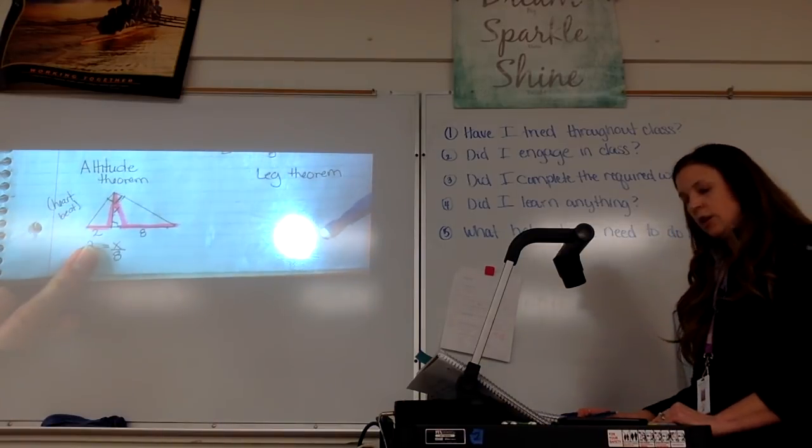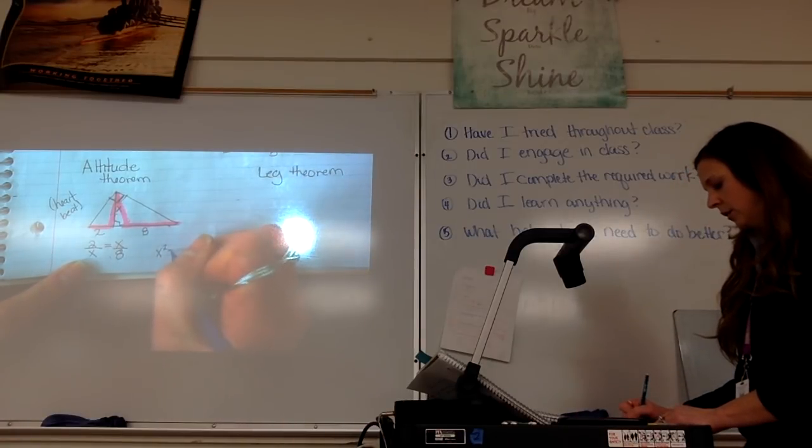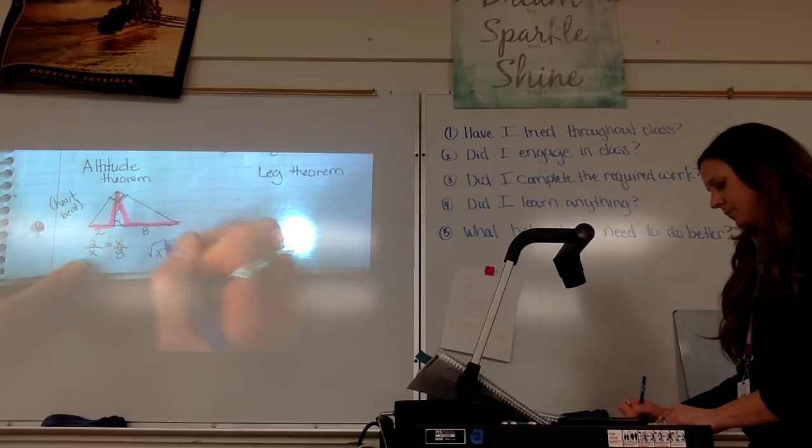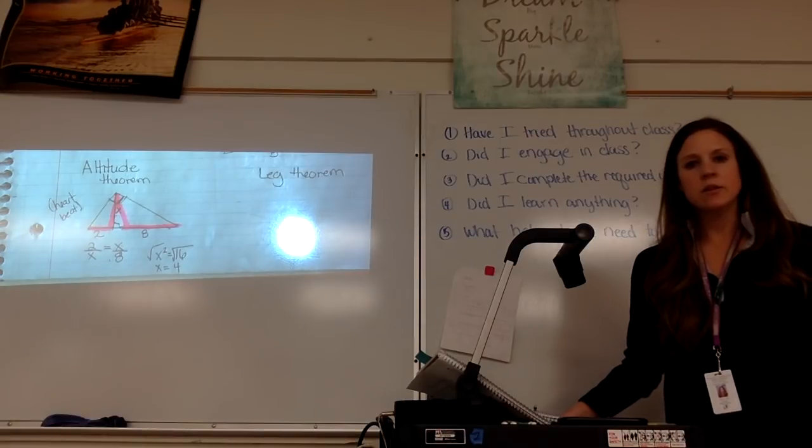So that's the altitude theorem. You're going to use that to solve. And so I could do that here. I could get x squared is equal to 16. X is equal to plus or minus 4. But we all know negative 4 can't be a side length. So I just leave it as 4.